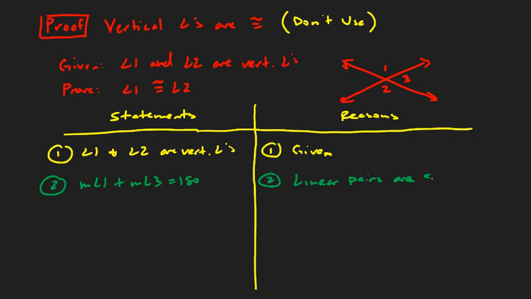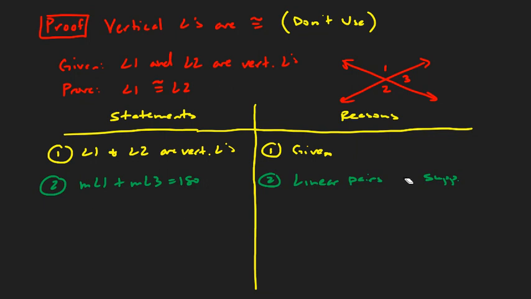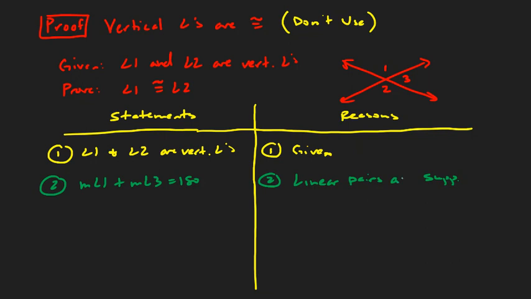are supplementary. Again, I'm starting to get sloppy. I apologize. Let me fix that word, are. When you get to these proofs and a lot of writing, I like to go fast. I apologize. Are, there we go, supplementary. Okay? Now, what we've done is we've introduced angle 1 into the proof.